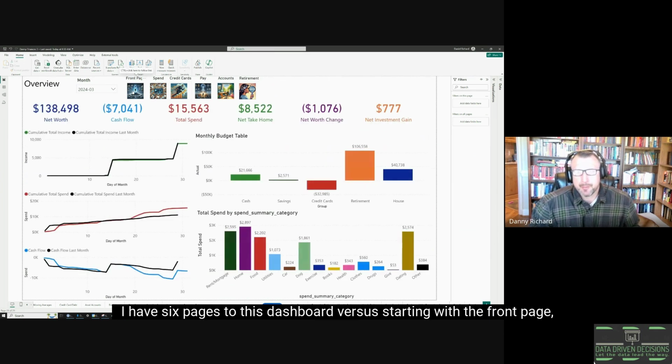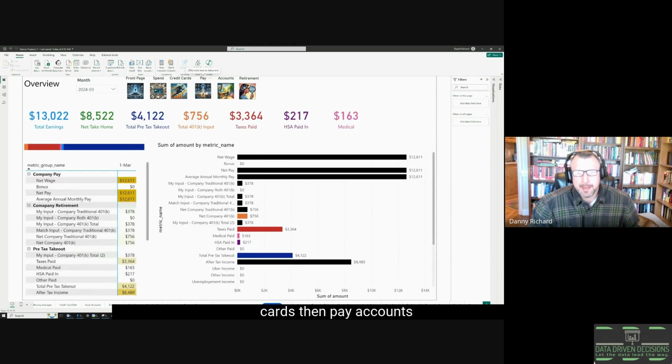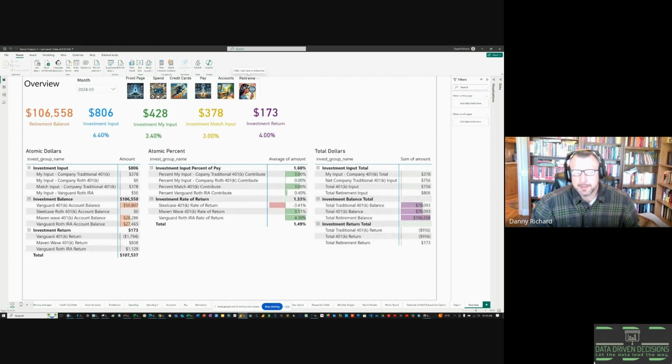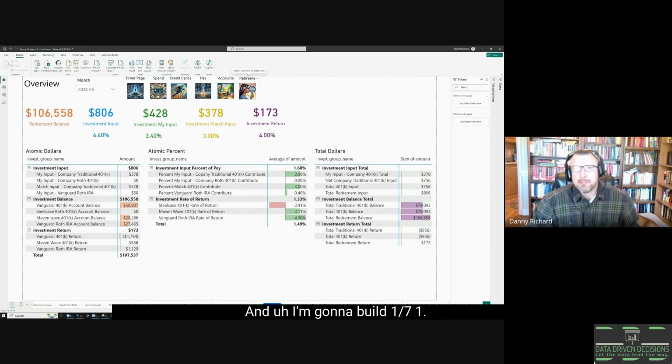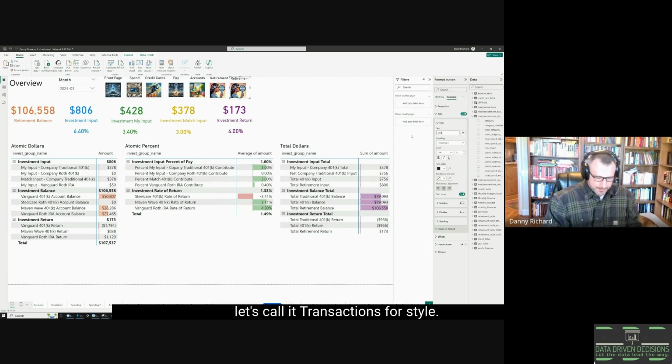First, starting with the front page, what I want to see overall right off the bat, then spend, then credit cards, then pay, accounts, retirement, and I'm going to build a seventh one right now called transactions, and let me show you how that's done. First off, I'm going to copy the bookmark, place it, and let's format it. Title, let's call it transactions.